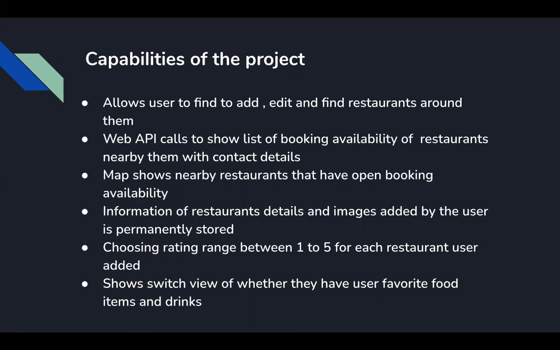There's also the scale which we have seen where we can put our ratings ranging from 1 to 5 for each restaurant a user has added. There's also a switch view that shows whether the location has the user's favorite food items and drinks.